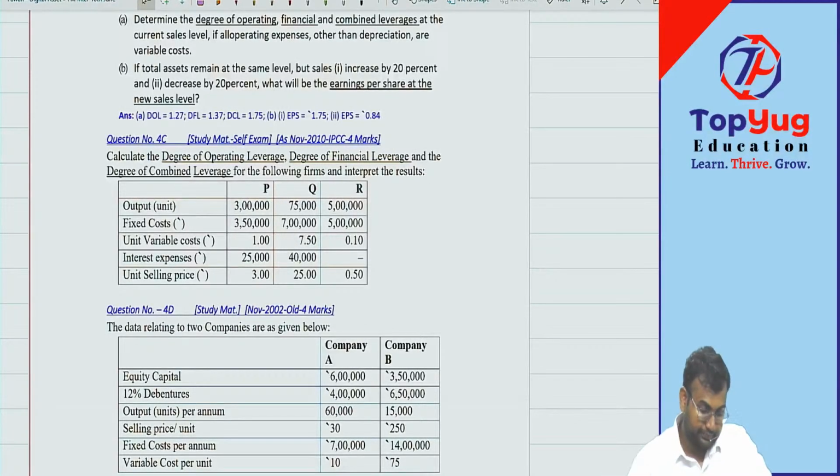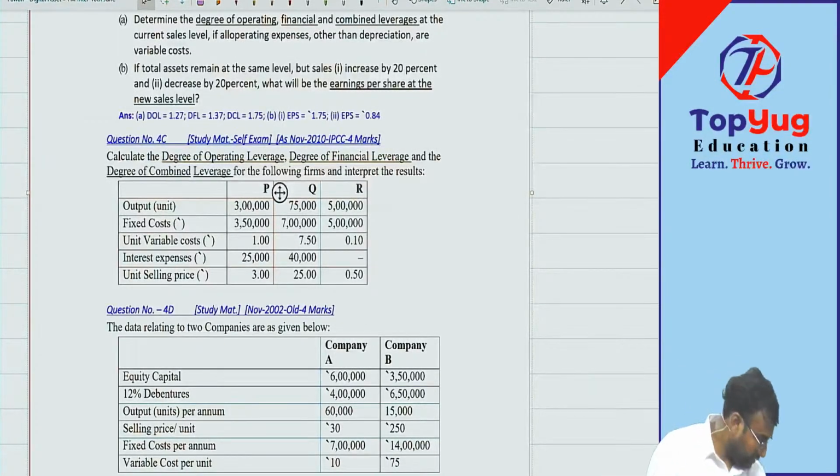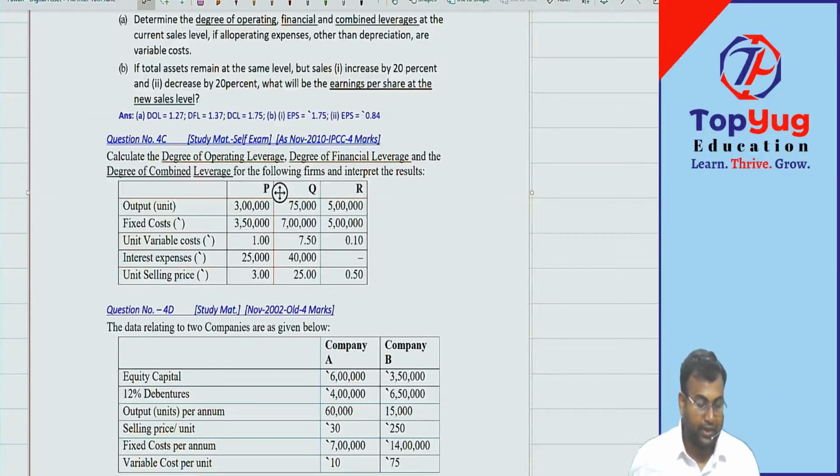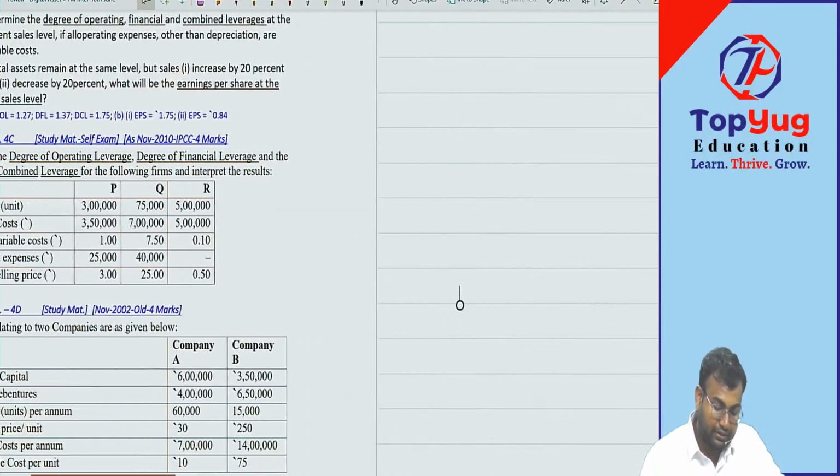4C. Yes. What does it say? Calculate the degree of operating leverage, financial leverage, and the combined leverage for the following information which they have given. Simple problem, right? They have given three scenarios: PQR, operate units, fixed cost, units of variable cost, interest expense, and selling price. Are we all good? Yes. Please write it down, sir. Give us the answers.